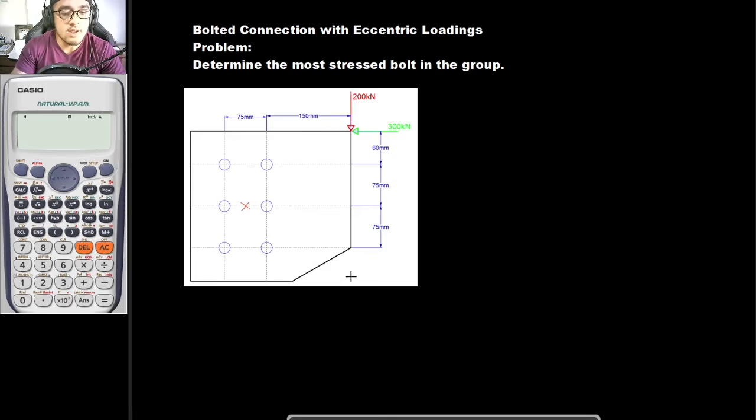But since we are engineers, we should back it up with a solution. Let's say that these bolts have areas of AB, where AB is the area of one bolt. As you can see, we have 6 bolts, so the total area of our system is 6AB. Let's say that this dimension is y bar, and this dimension is x bar.